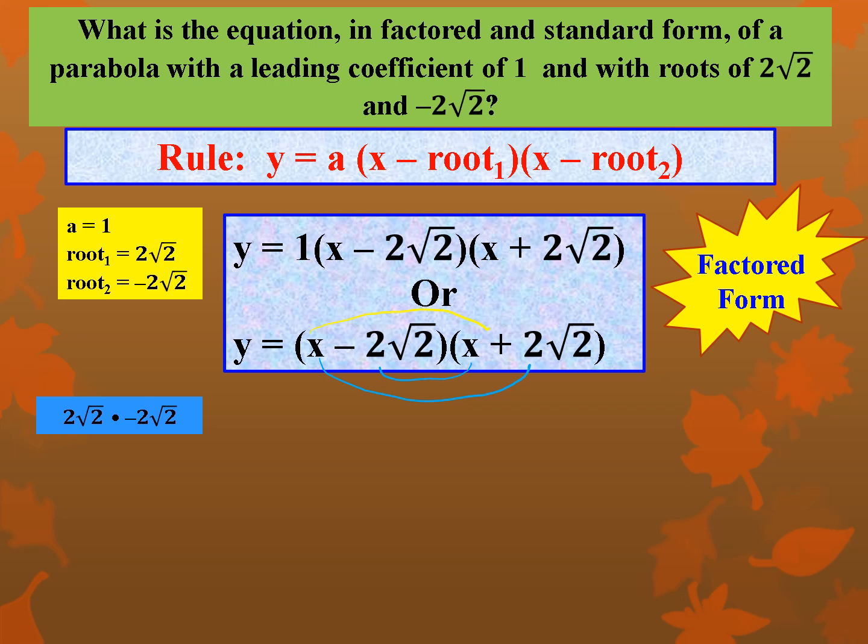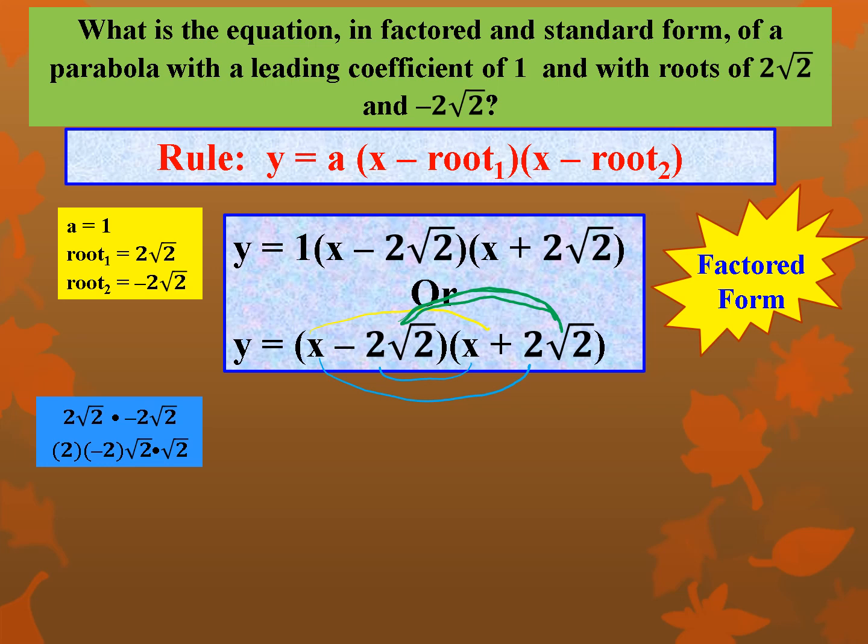Those are going to go bye-bye, see you later, alligator. Okay, but then I'm left with just x squared so far, but then I have to multiply negative 2 square roots of 2 times positive 2 square roots of 2. If you're not that familiar with multiplying radicals, here's a quick refresher on the left to show you how we do that. So 2 square roots of 2 times negative 2 square roots of 2.